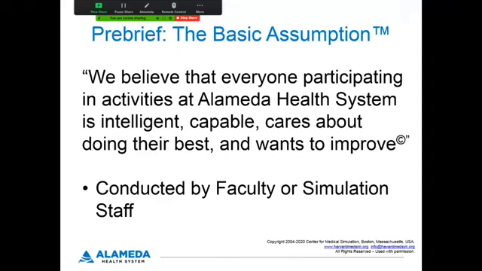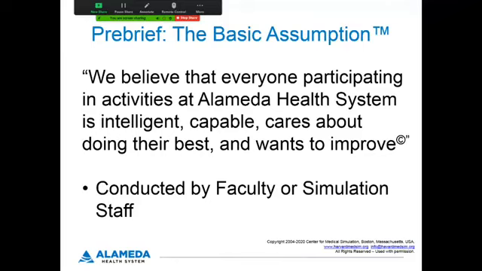You're then going to move on to what's known as the basic assumption. This comes from the Center for Medical Simulation out of Harvard. They came up with this concept that we believe that everyone participating in activities at Alameda Health System is intelligent, capable, cares about doing their best, and wants to improve. The idea of the basic assumption is that we assume our learners are here to learn and that they are competent. We also ask that the learners make that basic assumption back, that our faculty are here to help facilitate that learning and that no one's here for those gotcha moments.